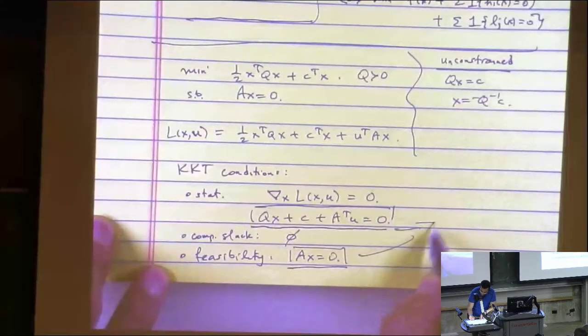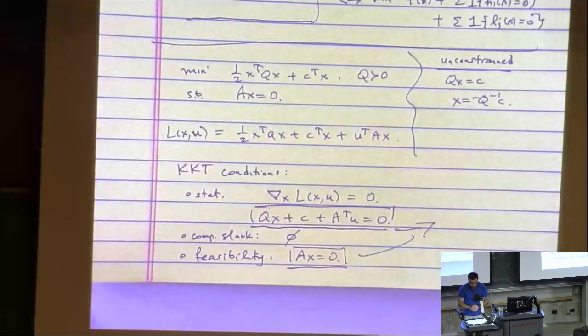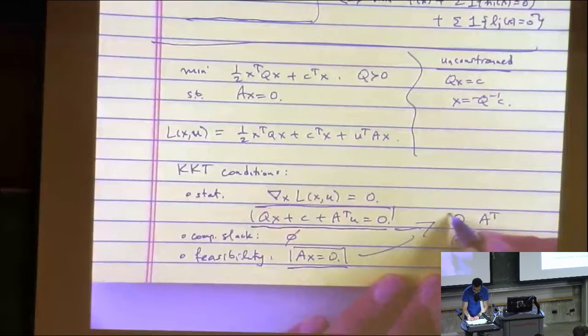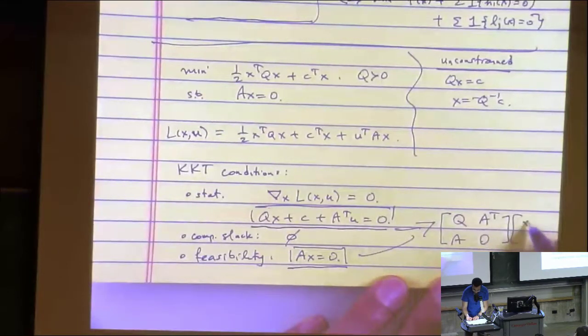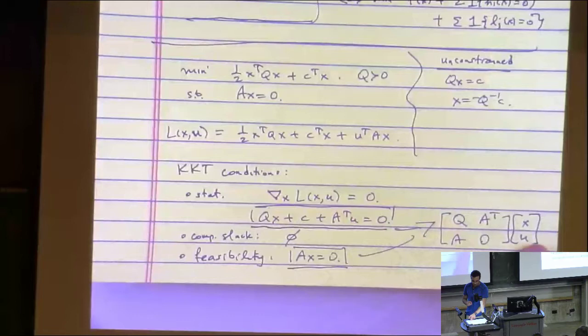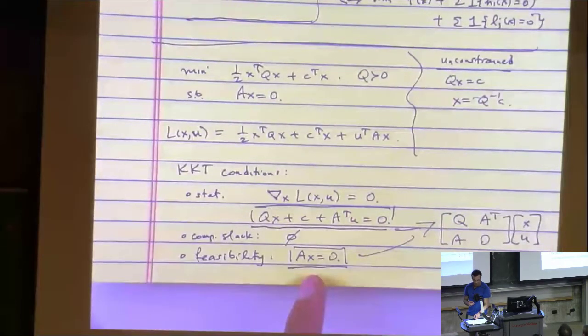And we can write them together into one linear system. Right? I can write them like this. Q, A transpose, A, 0, times x, u, must be equal to negative c, 0. So that's just combining those two linear systems into one big linear system. This says Qx plus A transpose u must be equal to negative c. That's from the first block. That's stationarity. And feasibility is just Ax plus 0 times u is equal to 0. So it's just Ax equals 0.